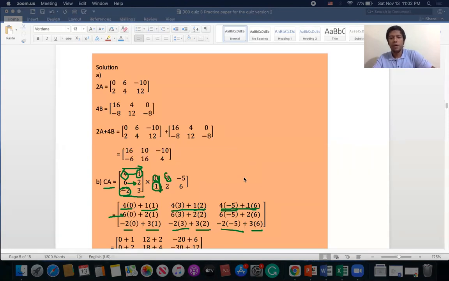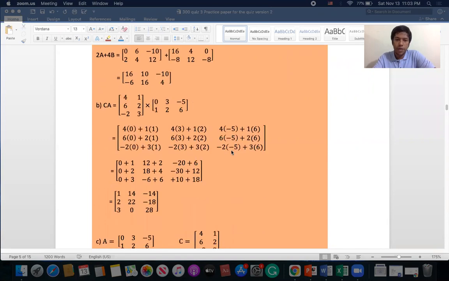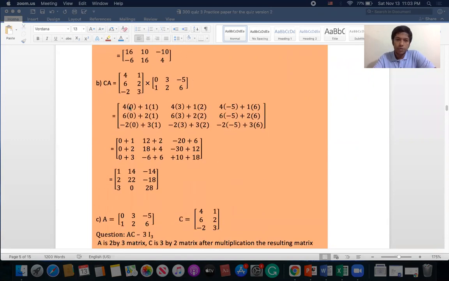Okay. Then the next task is to add them. So this 4 into 0 means 0, 1 into 1 means 1, 4 into 3 means 12, 1 into 2 means 2, like this, all the calculation. Then 0 plus 1 means 1, 12 plus 2 means 14, add. So we get the final solution is this.